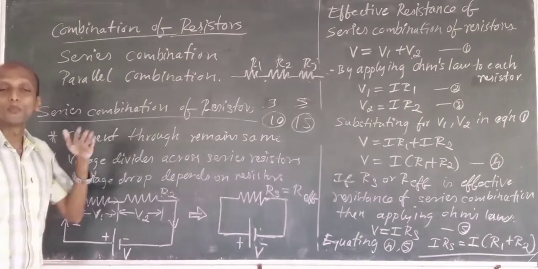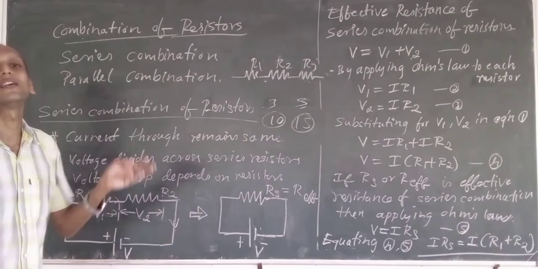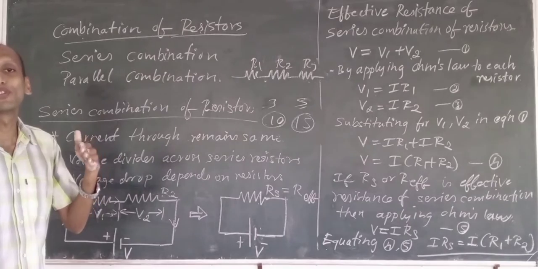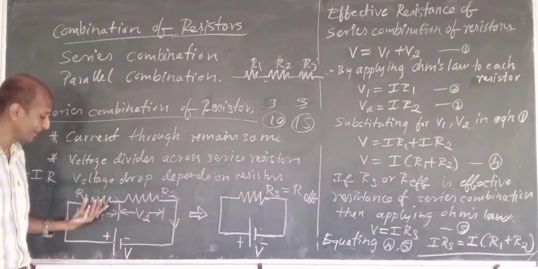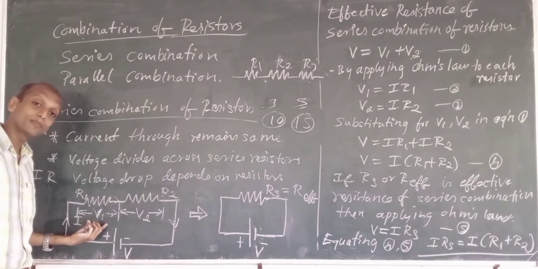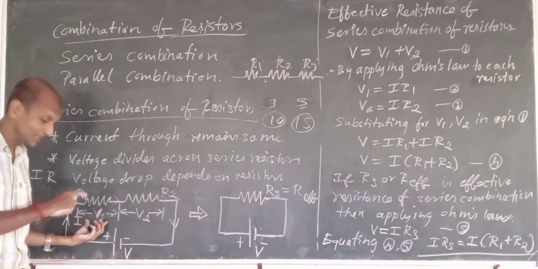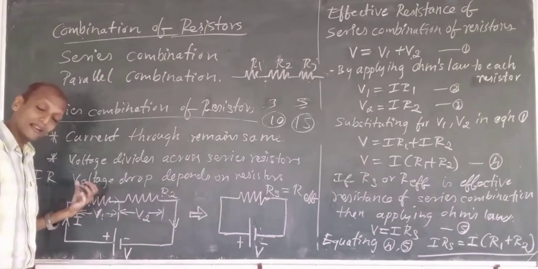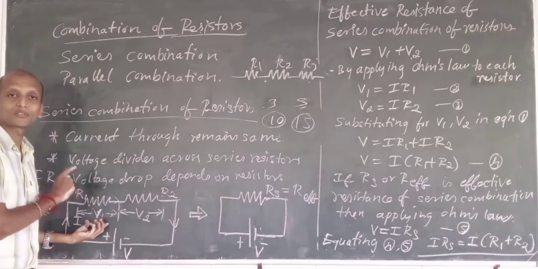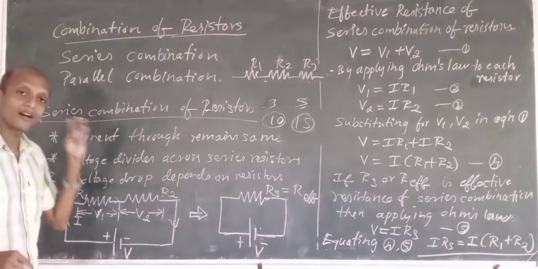More the resistance, more the opposition to your current, so the current which flows will be less. Less current will flow if I have more resistance here and here. More the value of resistance, more voltage will be dropped across that individual resistor. And if I have less resistance, less voltage will be dropped across that particular resistor. Is that okay?